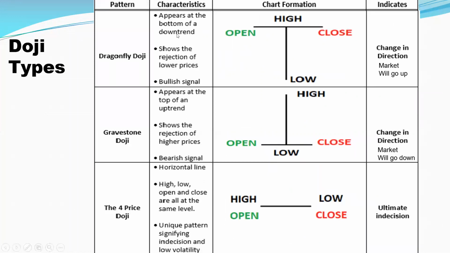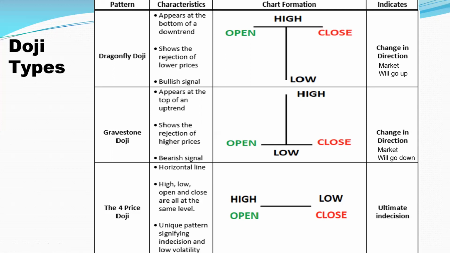Dragonfly, where it happens, it appears at the bottom. ये याद रखो, चार्ट के बॉटम में होगा तो वो ऊपर लेके जाएगा. Market will take it up. चार्ट के अप में होगा, at the top of the uptrend it will take the stock down.